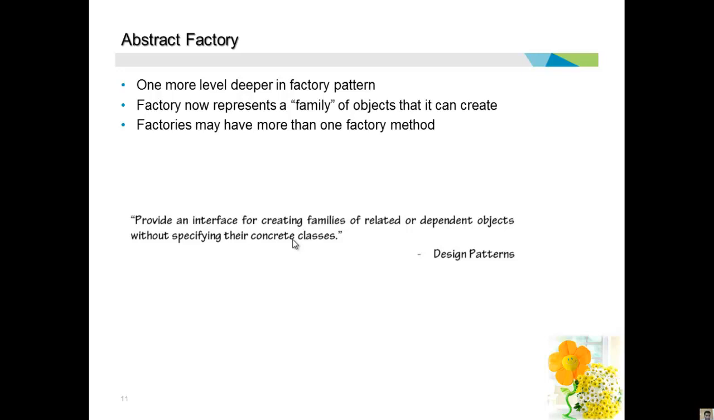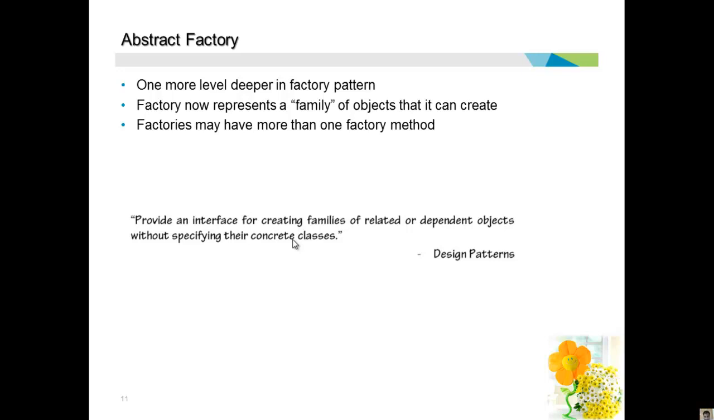Okay, so now here factory represents a family of objects that it can create. So factories may have more than one factory method, so that's the beauty of it. If you see the simple factory or the factory method, so far we have seen only one factory method, whatever name that you give, whether it is create instance or whatever it is, but there's only one method inside that factory class, which is creating the concrete objects and returning them to the client applications. But here now, interestingly, you can have more than one factory method.